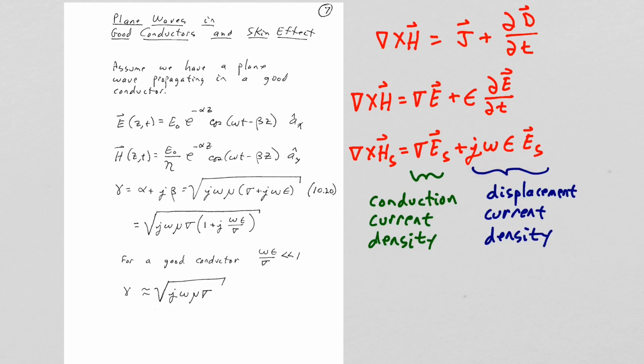So looking at this term right here, this omega epsilon over sigma, we see in a good conductor, this term will be much, much less than 1. And so in a good conductor, the propagation constant reduces to the square root of j omega mu sigma. So let's rewrite gamma like this.